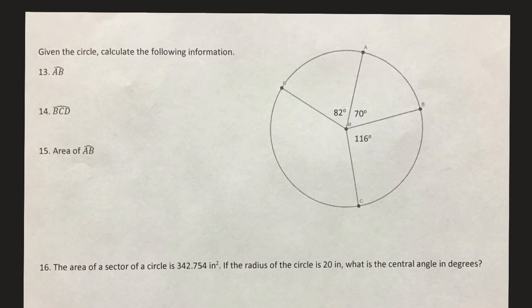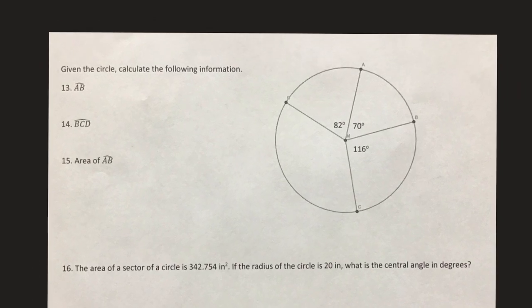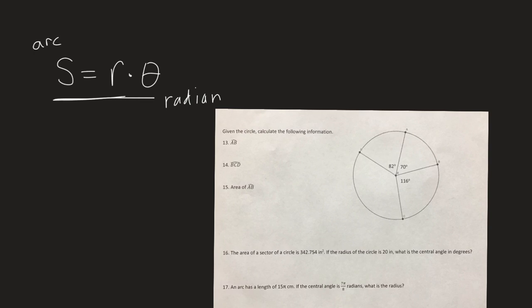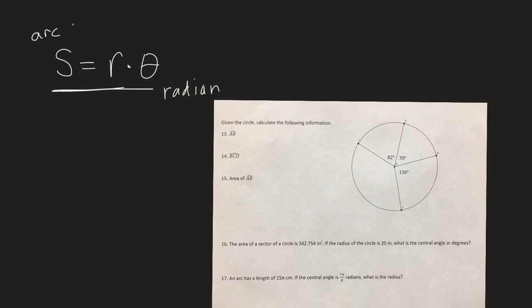Okay, here are the last problems, 13 through 17. They are about arc length and sector area. So we have some formulas that you should know. There is arc length equals radius times theta, if theta is in radians, so if it's a radian angle measure, we're using this formula for arc length.